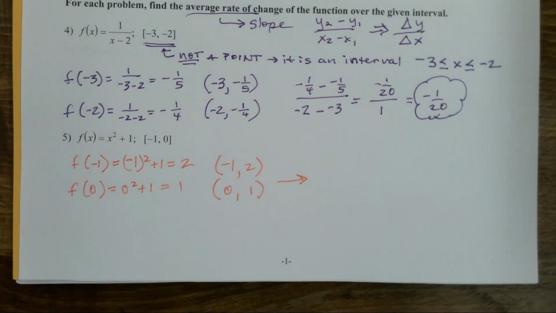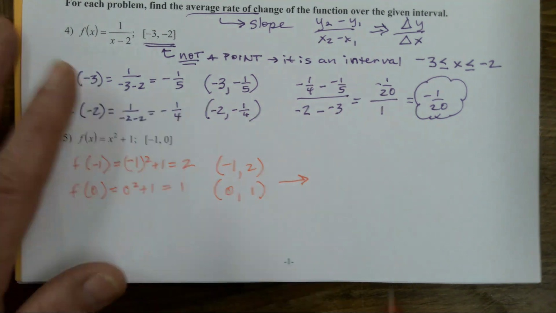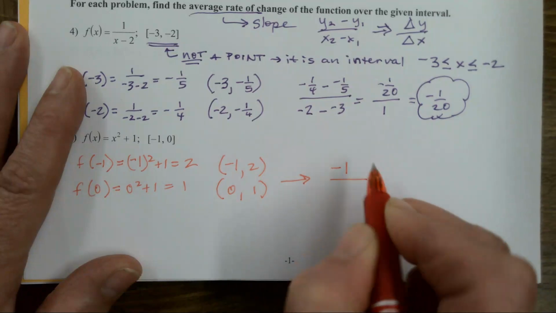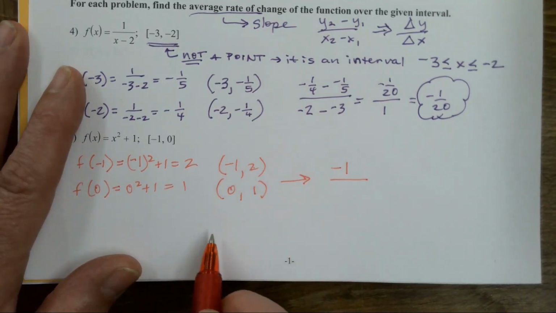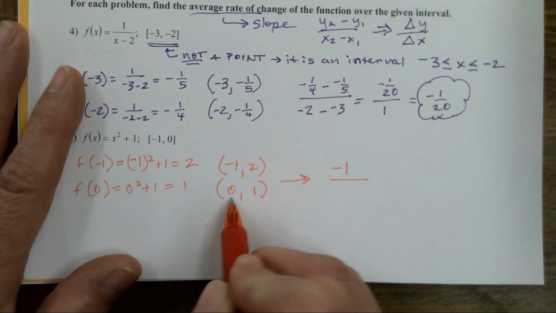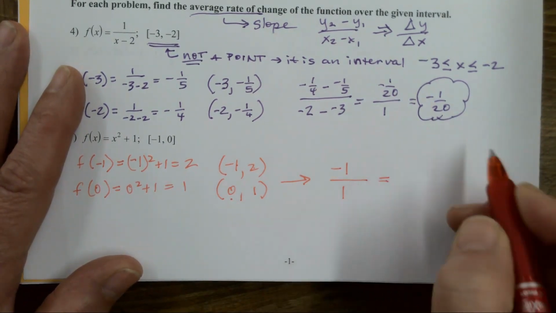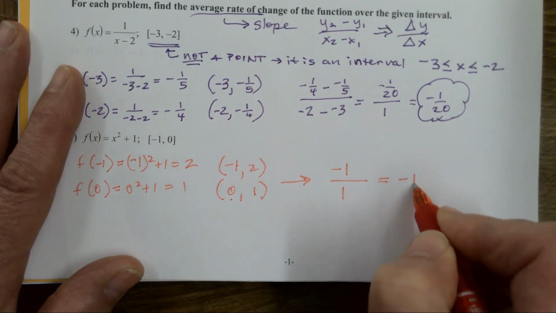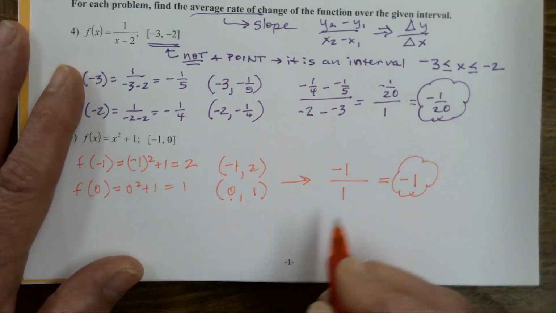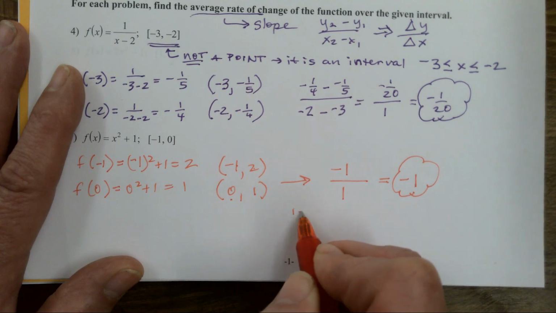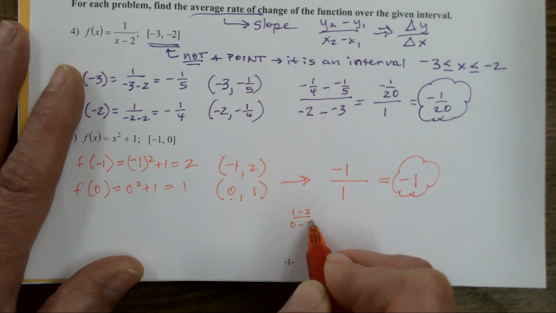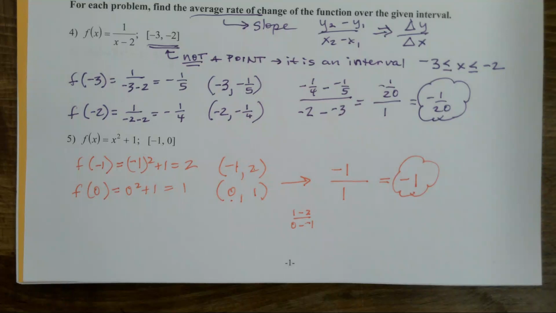I think, how do I get from 2 to 1? I go back 1. How do I get from -1 to 0? I go up 1. That means my slope is -1. Again, that's 1 minus 2 over 0 minus -1 if you want to look at it in the slope formula. Okay? So let's finalize this by putting them together.